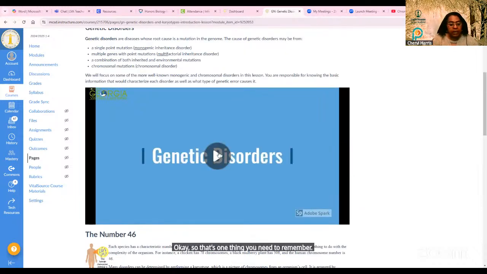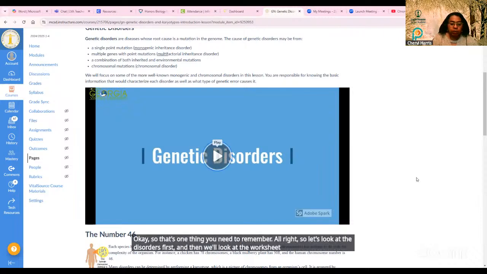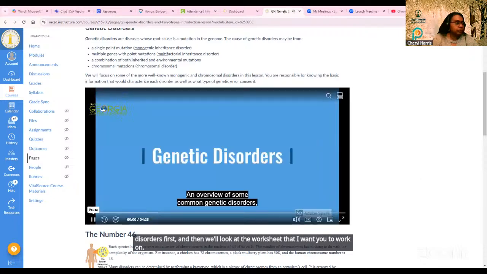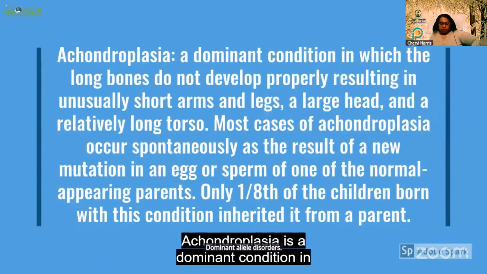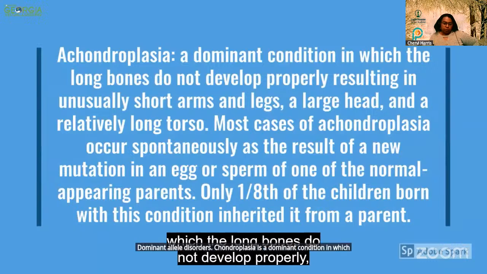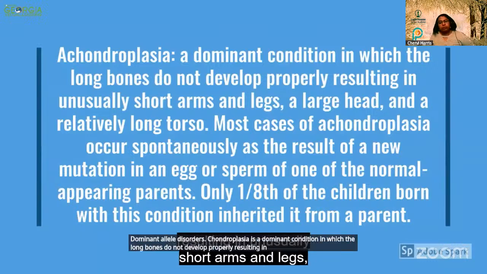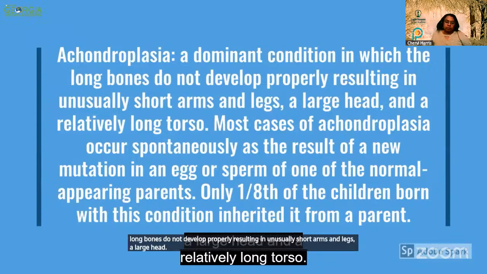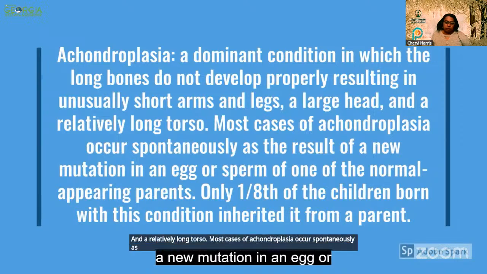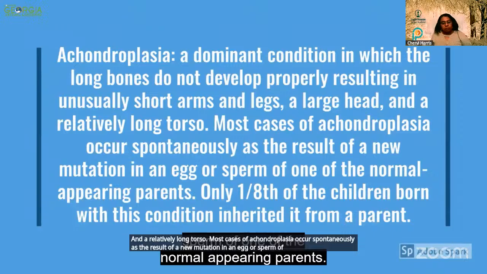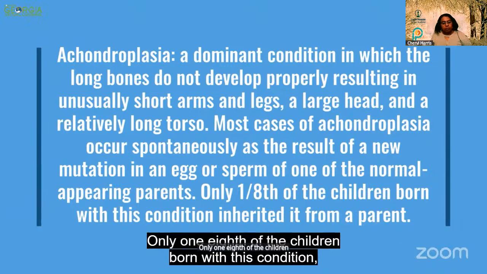All right, so let's look at the disorders first, and then we'll look at the worksheet that I want you to work on. An overview of some common genetic disorders. Dominant allele disorders. Achondroplasia is a dominant condition in which the long bones do not develop properly, resulting in unusually short arms and legs, a large head, and a relatively long torso. Most cases of achondroplasia occur spontaneously as the result of a new mutation in an egg or sperm of one of the normal-appearing parents. Only 1/8 of the children born with this condition inherited it from a parent.